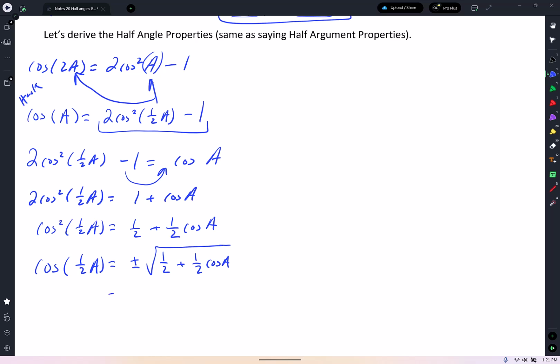Sometimes they factor out the half, so I'm going to go ahead and do that because Mr. Paul Forrester, that textbook that we supposedly use, writes his formulas like this.